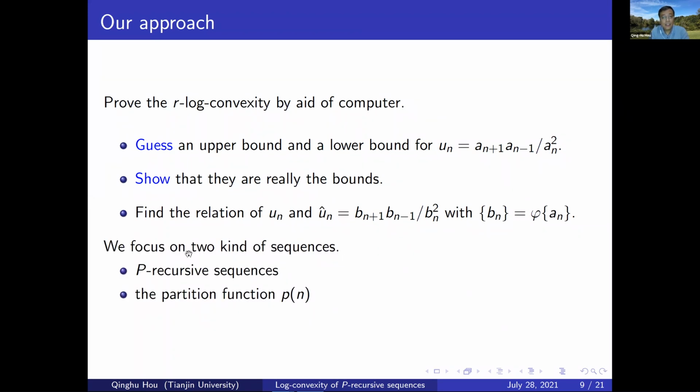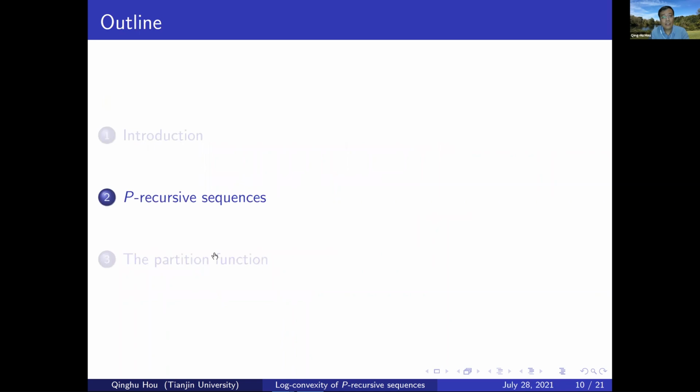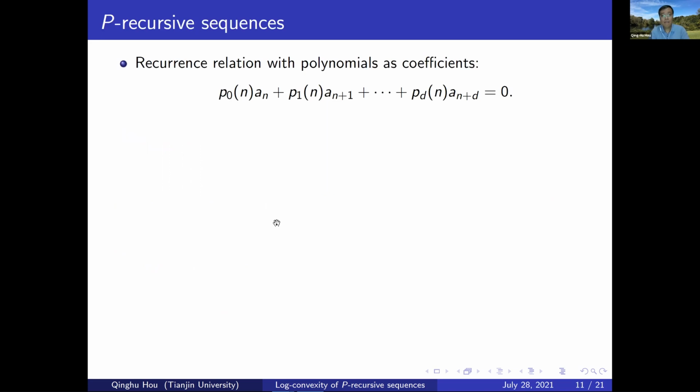With success in these two kinds of sequences, one is the P-recursive sequences, and the other one is the partition function. So let us first consider the P-recursive sequences. As we know, a P-recursive sequence is a sequence satisfying a recurrence relation with polynomial coefficients. Here, p sub 0 of n, p sub 1 of n, up to p sub d of n are all polynomials in n.